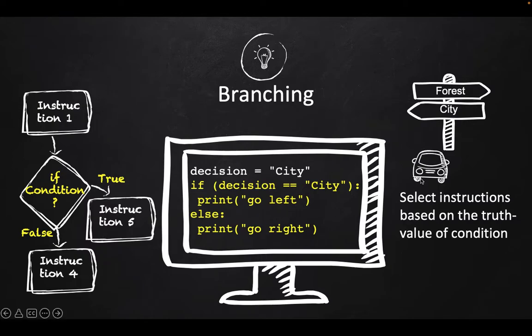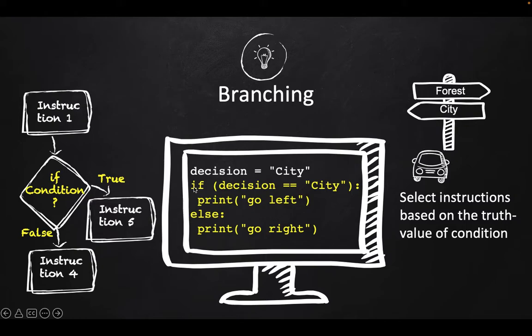A real-world situation will help you clarify the scenario. Let us assume that you are driving on a highway and you are in front of a fork. On a signboard, you see that if you want to go to the forest, you have to take the right, and if you want to go to the city, you have to take left. Based on your decision, whether you want to go to the forest or city, you have to select one of the paths in the fork. You cannot go on both paths, right? That's exactly what happens in Python branching.